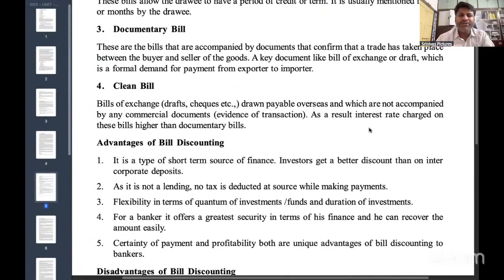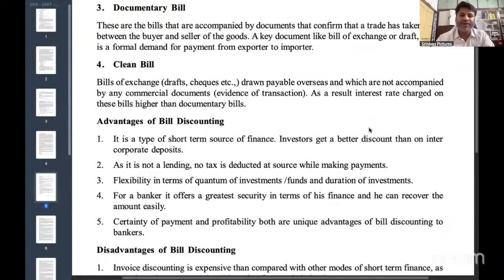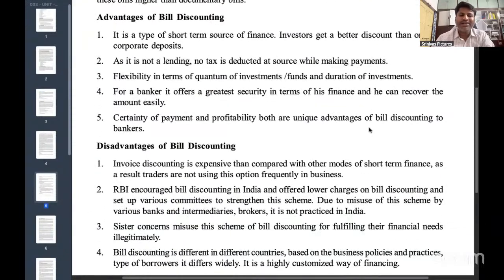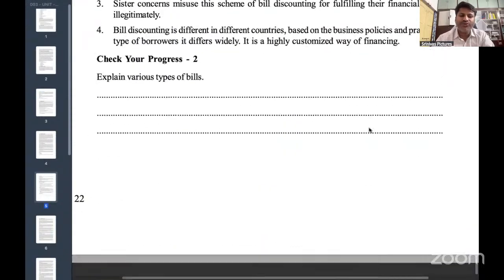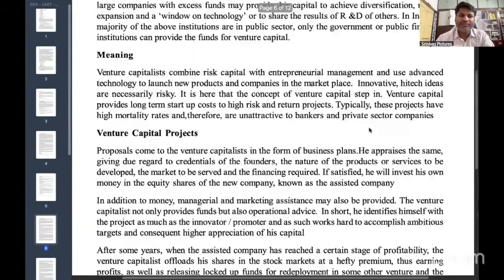Clean bill. Clean bill means what? The bills of exchange, draft or cheque, drawn payable overseas, and which are not accompanied by any commercial document, evidence of transaction. As a result, interest rate is charged higher than on documentary bills. So these are the advantages and disadvantages. Go through once. Next one is venture capital.